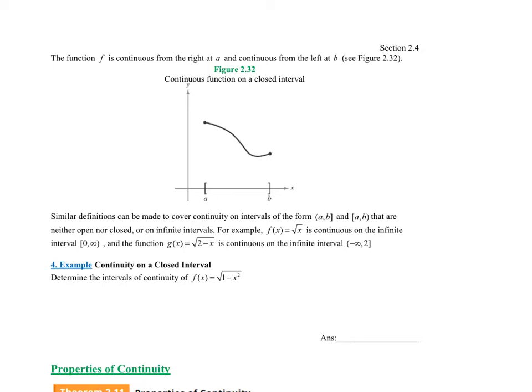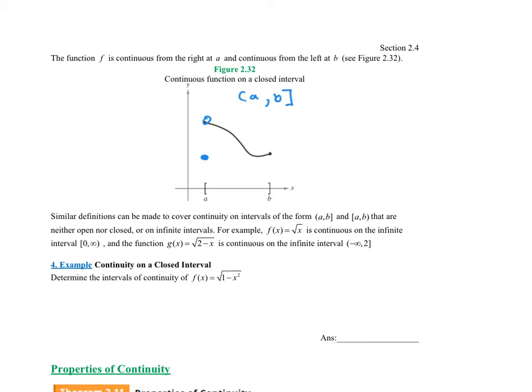It says similar definitions can be made to cover continuity of intervals of the form where one of them is closed and one of them is open. So for instance, what if we had something like this right here where this was an open circle here but had a closed circle down here? So at A I've drawn a closed circle that doesn't match, so the function value doesn't match the limit value there. This is when you would do something like a parenthesis at A because it is not continuous at A, to the point B, and then at B we could use a bracket. So that's what something like that would look like right there.